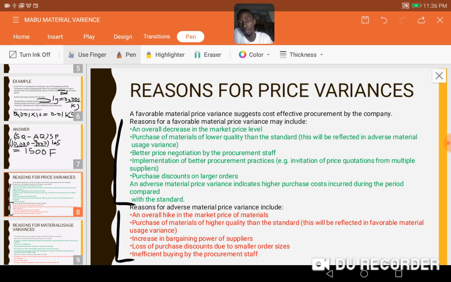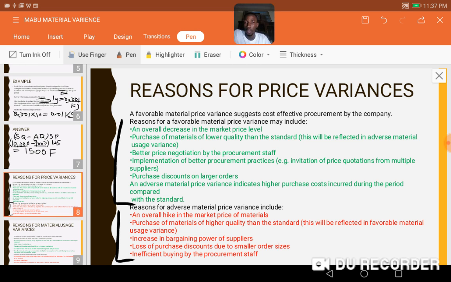Like a decrease in market price. Obviously, when the price which we expected to be costed at goes down, it means you're going to spend less than what we expected, therefore it's going to be favorable. Or purchase of material of lower quality, yes, purchasing material of lower quality means that it's going to be cheaper, therefore the price is going to be cheaper.